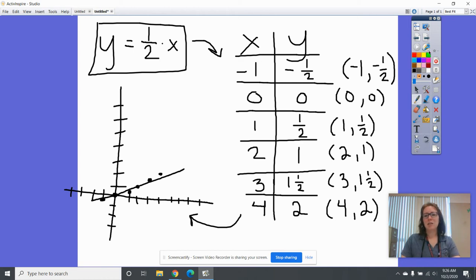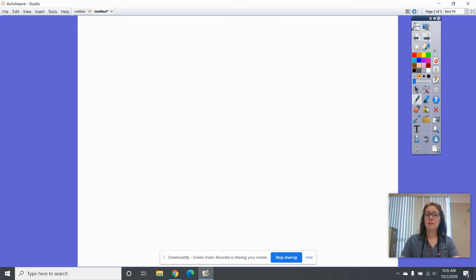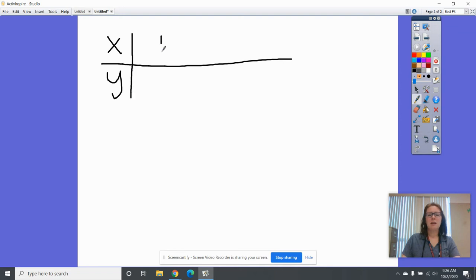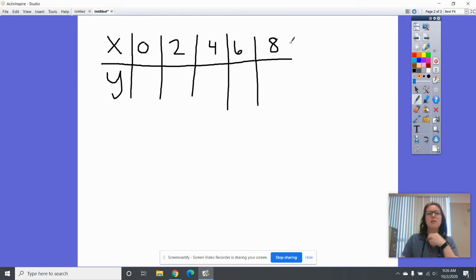Well, next, let's look at what if I start with a table? If I start with a table, x, y, I'm going to do my table side to side. Let's say I start with the table, so this is already given to you. And let's say we go with 0, 2, 4, 6, 8. Again, it's already given to you, so it might not be those numbers I always like to use as the x values.